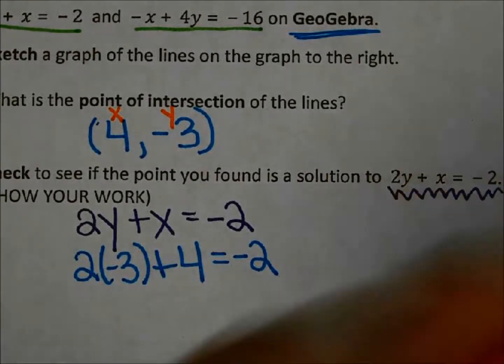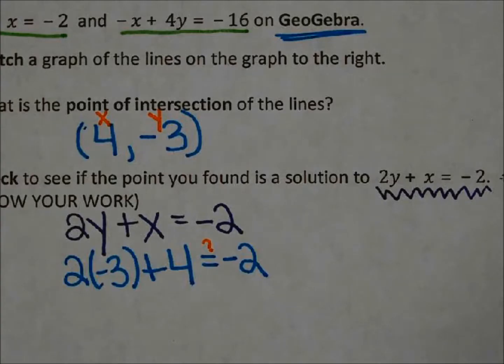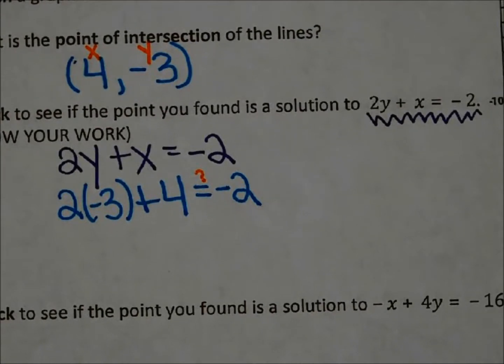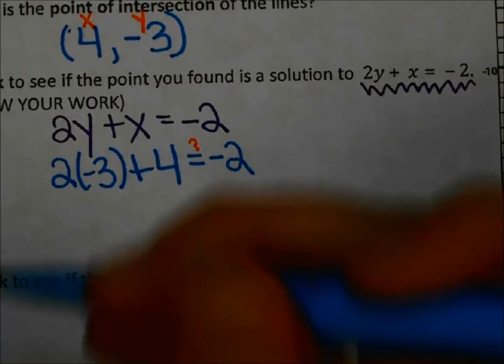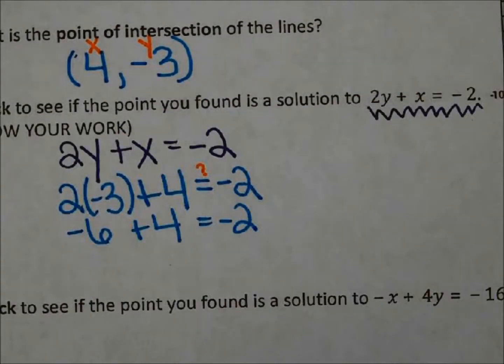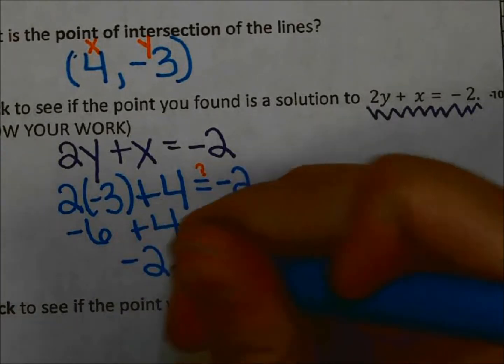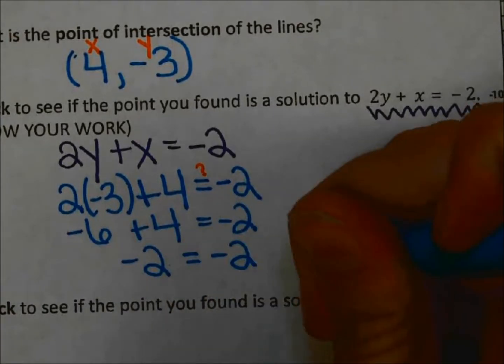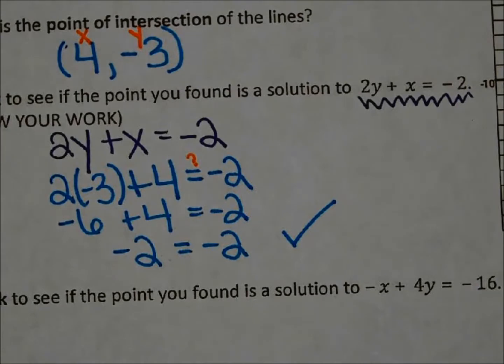We're kind of asking, well, is it -2? We're hoping so, but we don't really know. So we get 2 times -3, which is -6. And this ends up being -2 equals -2. So we put a check mark. That means that that is a solution.